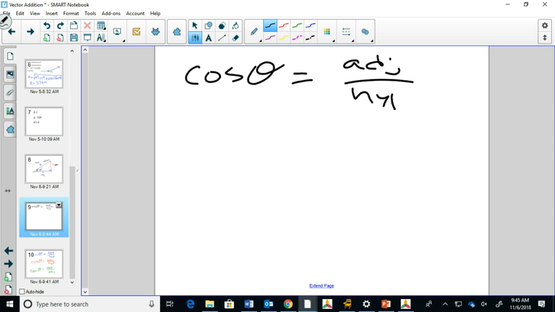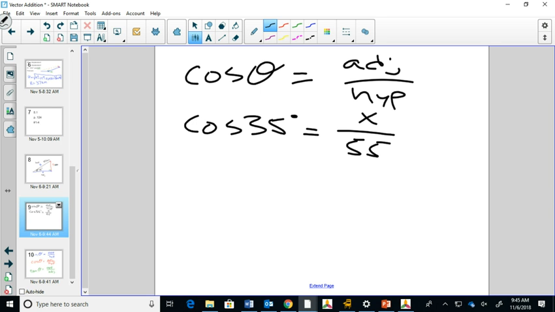Adjacent over hypotenuse. But I want to solve for the adjacent, right? So I'm going to call that x. Are you okay with that? So we're saying the cosine of 35 degrees is equal to x over 55. We cool? How do I get x by itself?